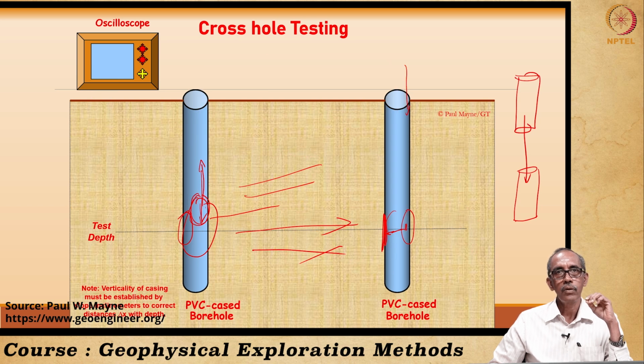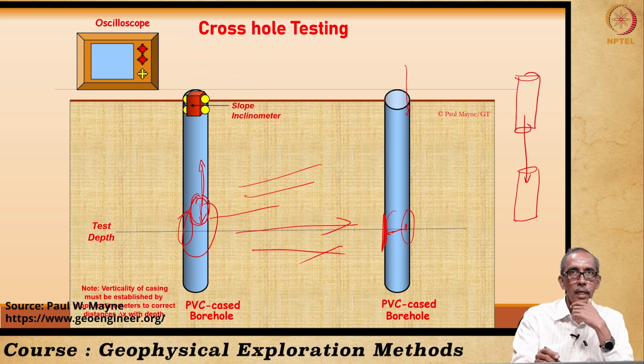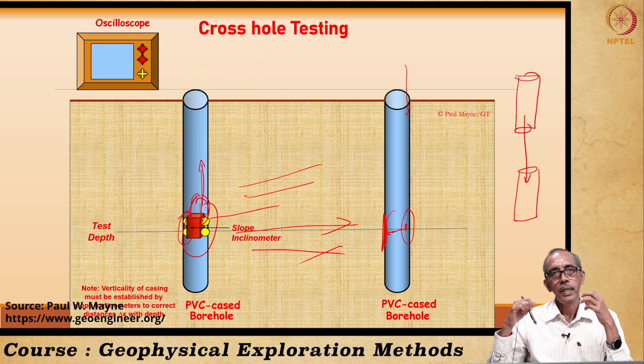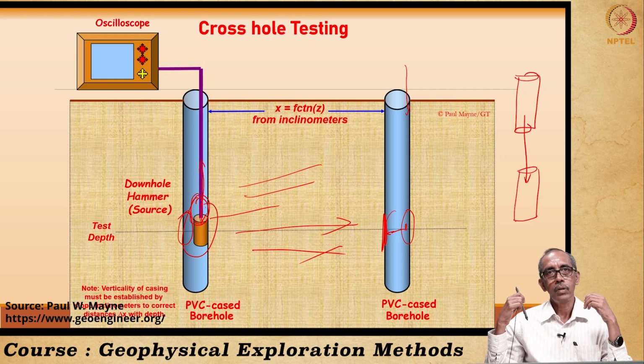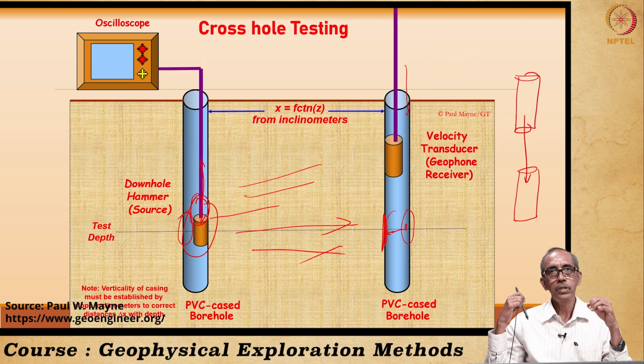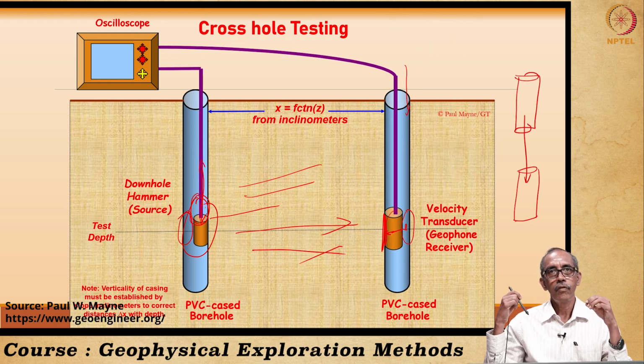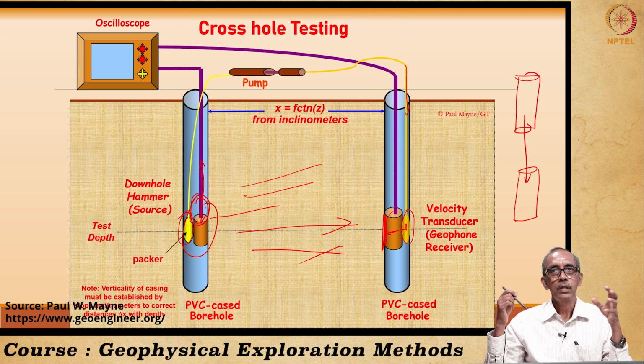That means we have two boreholes. First, we check the angle of the drilling, right. That means whether there is any slope, that is sensed using an inclinometer. It is a special tool that is used to know the verticality of the borehole. Then this is the source, and here are the geophones. Then both of them are packed so that they touch the surface.